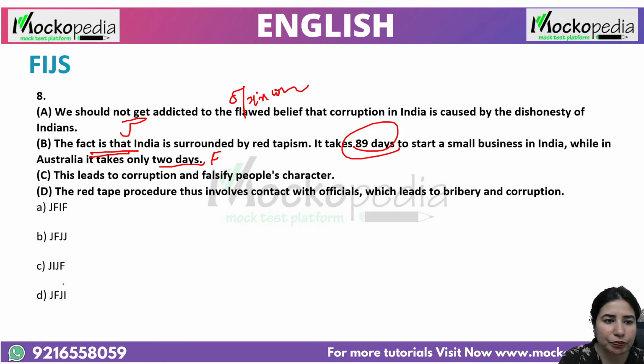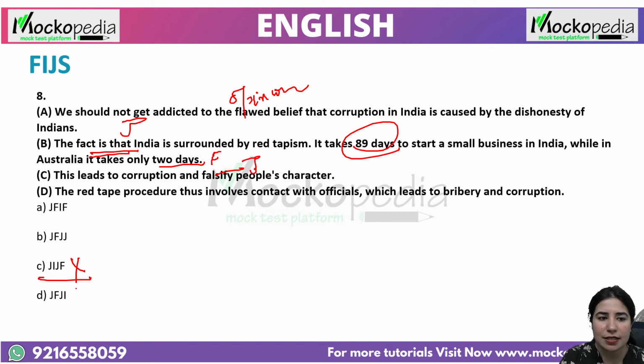So now this is the only choice that can be discarded. We have a lot of options saying it as a fact, so we can keep A, B, and D in that case. This leads to corruption and falsify people's character. This what is it leading to? अब हमारे पास basis तो है नहीं जिसके basis पे आपने conclusion बोला, fact तो है नहीं, यानी ये भी एक judgment statement हो गया, right?